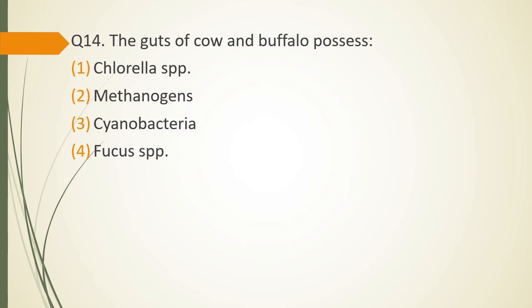Question number 14. The gut of the cow and buffalo possesses chlorella species, methanogens, cyanobacteria, fucus species. The correct answer is option 2, that is methanogens.